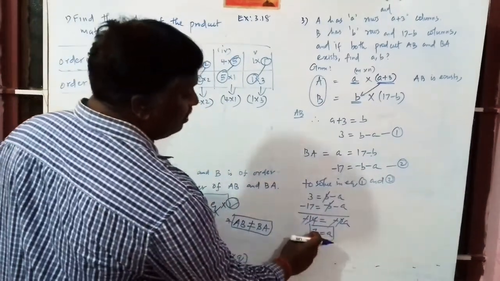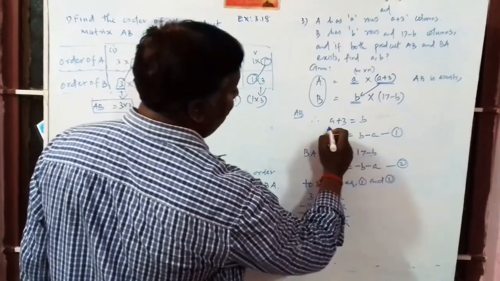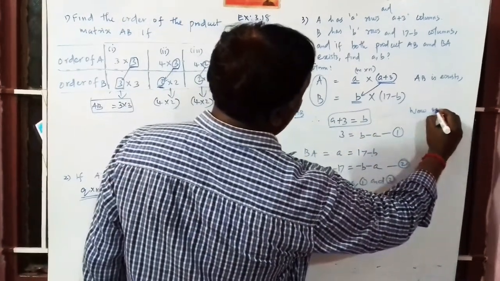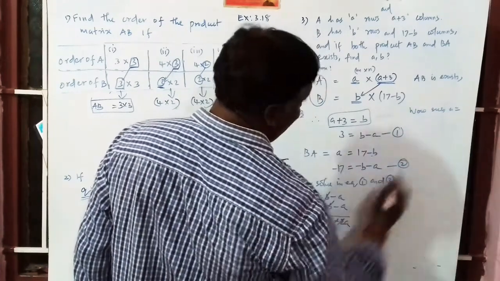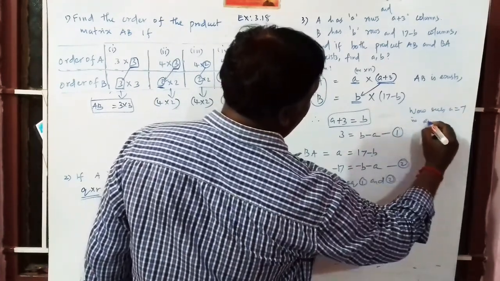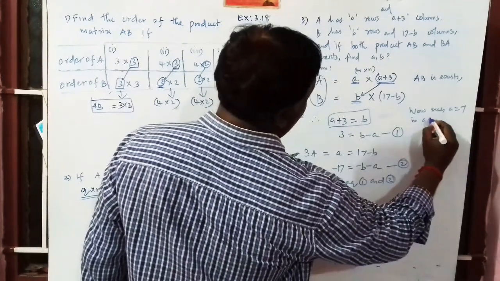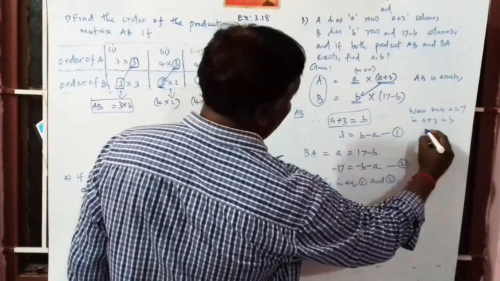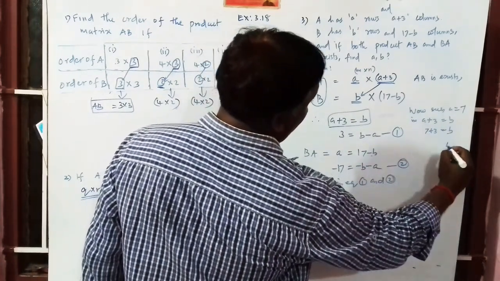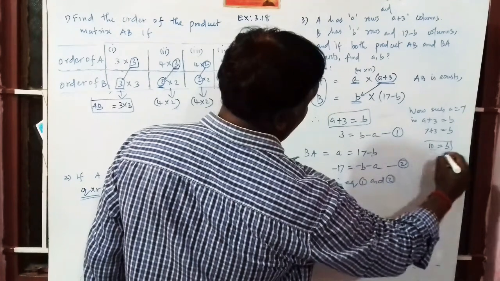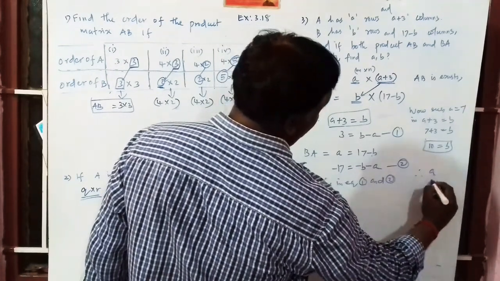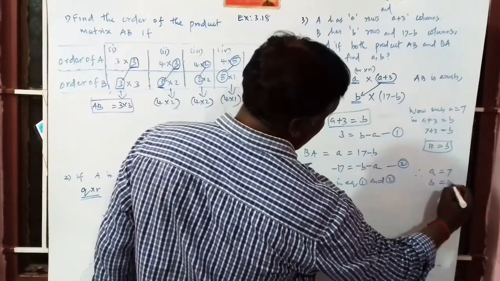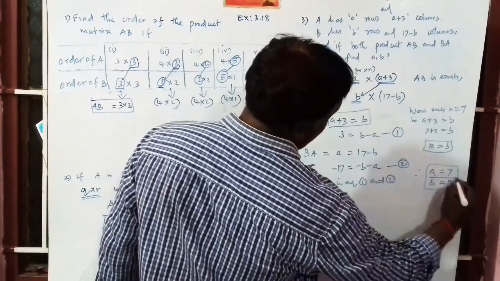Now replace A equal to 7 in the condition. Now substitute the A value. In A plus 3 equal to B, A equal to 7, so 7 plus 3 equal to B. Therefore B equal to 7 plus 3 equal to 10. So A equal to 7 and B equal to 10. This is the answer.